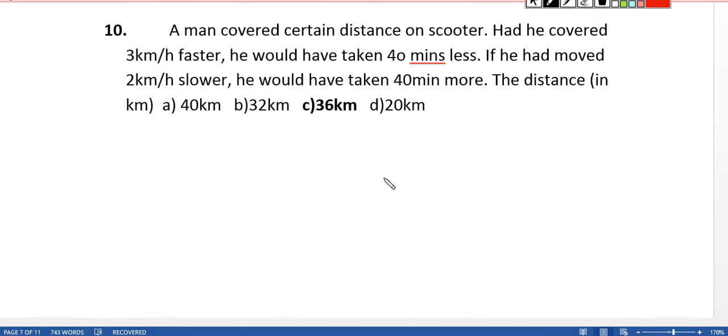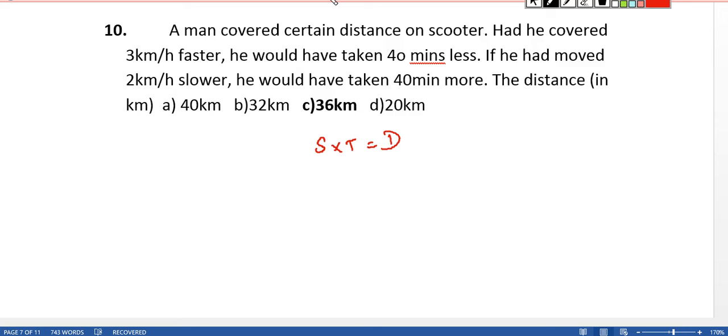A man covered a certain distance on a scooter. Had he covered 3 km per hour faster, he would have taken 40 minutes less. If he had moved 2 km per hour slower, he would have taken 40 minutes more. What is the distance in kilometers? Again, let's go with our formula. First thing is to write down our formula: speed into time equals distance, the universal formula.